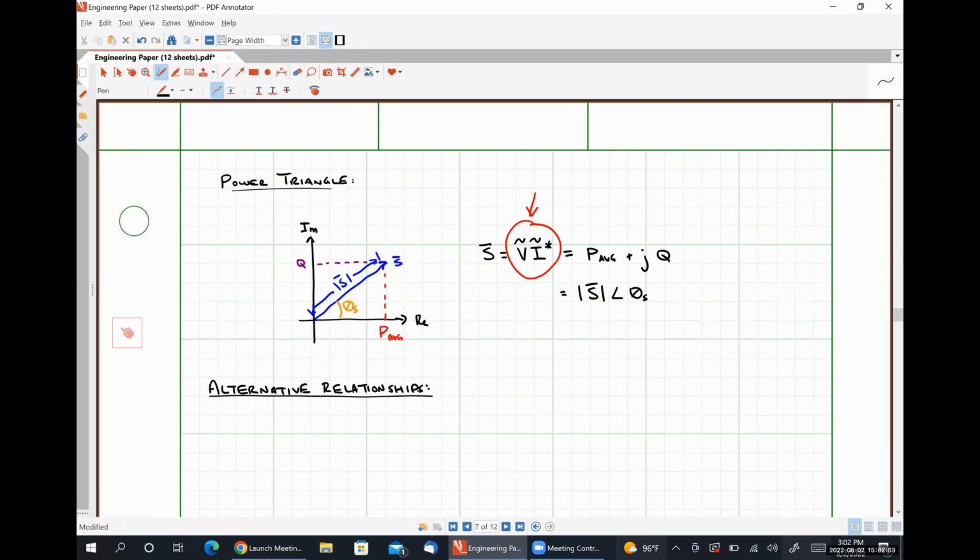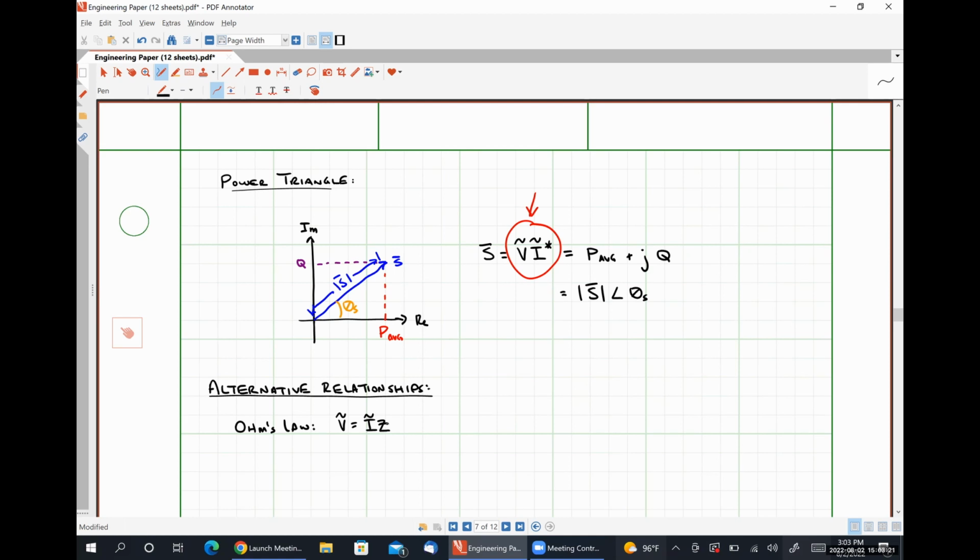Okay, so in the RMS phasor domain, Ohm's law simply becomes RMS phasor voltage V is equal to RMS phasor current I times impedance Z.